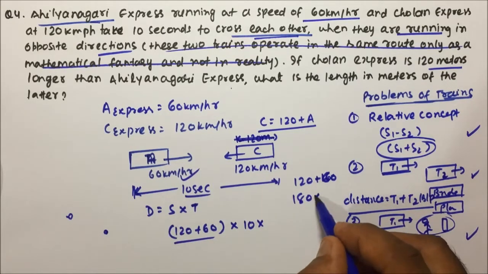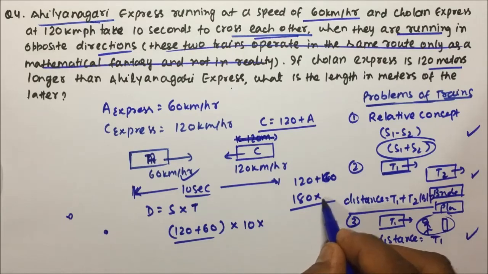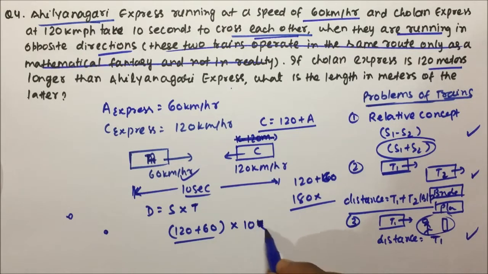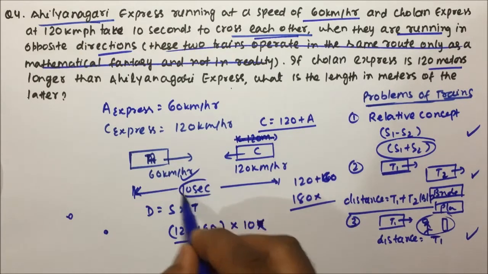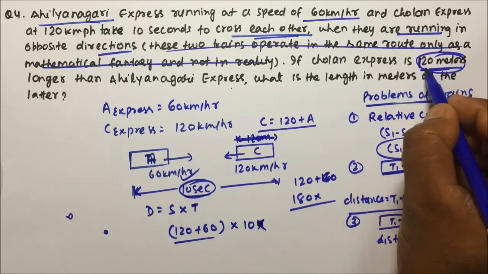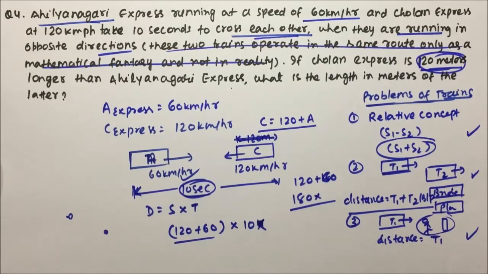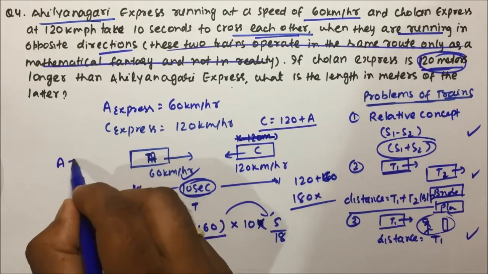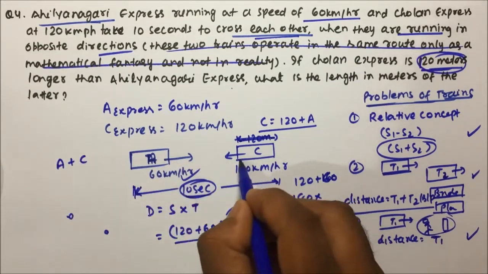So this will have to be converted into meter per second, because time is given in seconds, and the distance is also given in terms of meter. So I will multiply by 5 by 18, so that this gets converted into meter per second. And distance will be length of this train plus length of the other train.